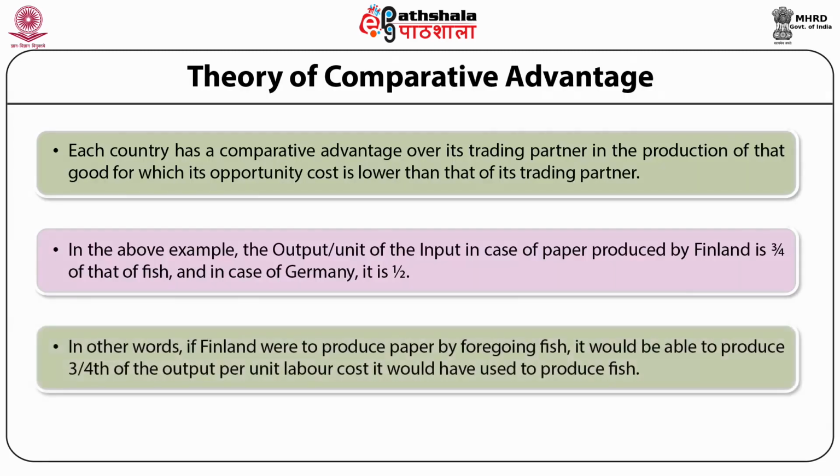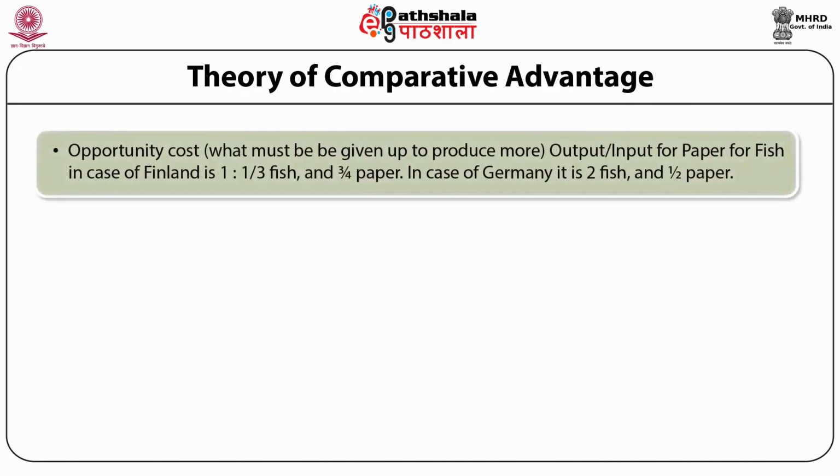In other words, if Finland were to produce paper by foregoing fish, it would be able to produce 3/4 of the output per unit of labor cost it would have used to produce the fish. Opportunity cost, that is, what must be given up to produce the other. Output over input for paper and fish in the case of Finland is 1/3 for the fish and 3/4 for the paper. In the case of Germany, it is 2 fish and half paper.